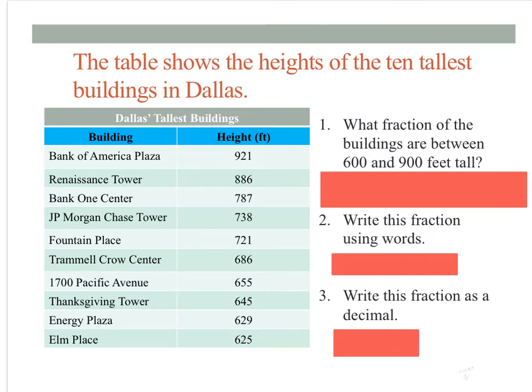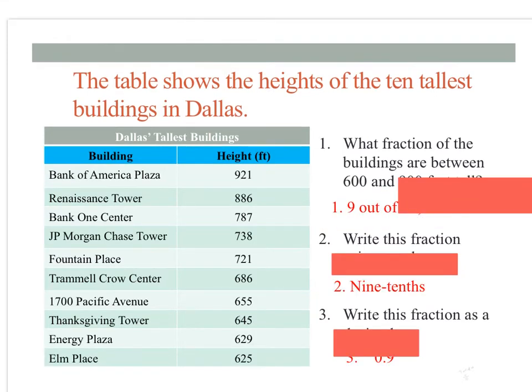What fraction are between 600 and 900 feet tall? 9 out of 10. Basically, if you look at all of them except for the top one, this one, they are between 600 and 900 because this one is above 900. And so 9 out of 10.